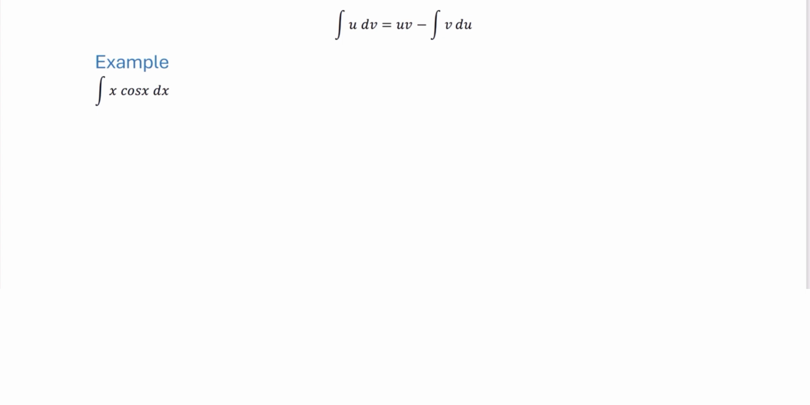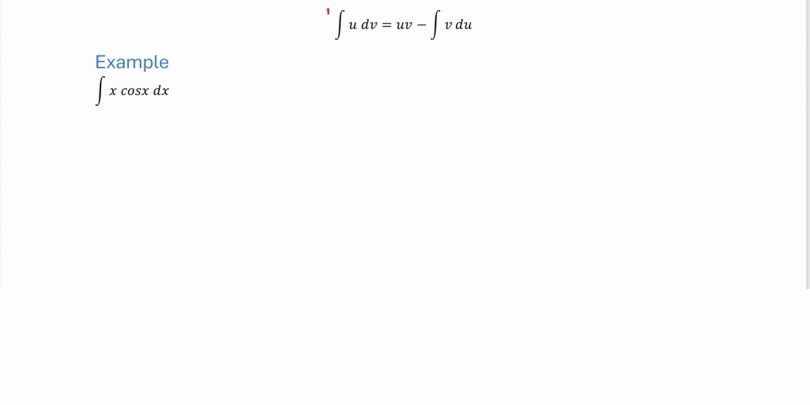Every differentiation rule has a corresponding integration rule. For instance, the chain rule for differentiation corresponds to the substitution rule for integration, and the product rule for differentiation corresponds to the integration rule called integration by parts. That's what we'll be looking at in this video.